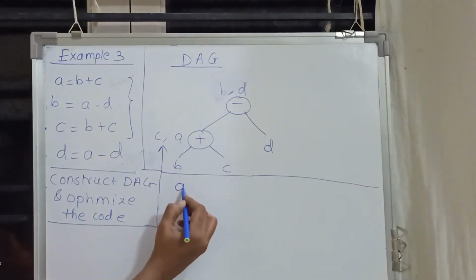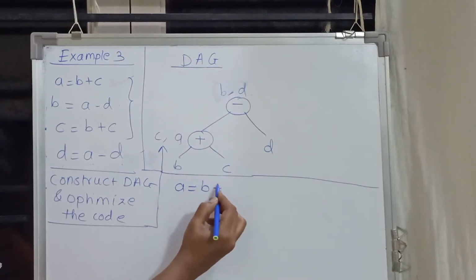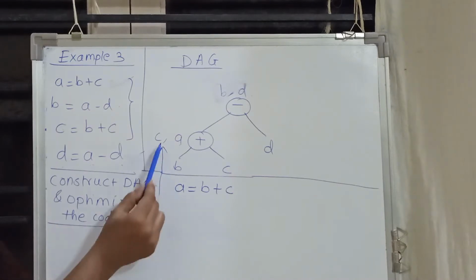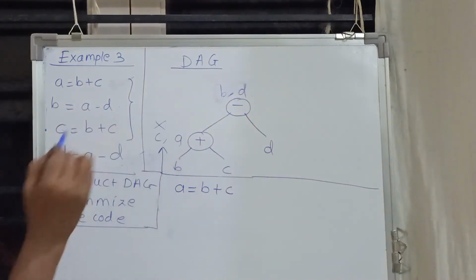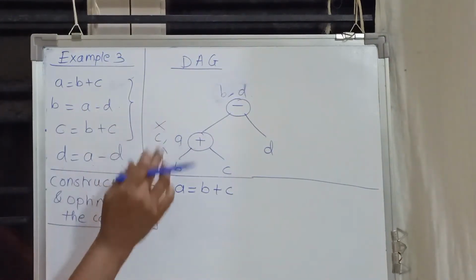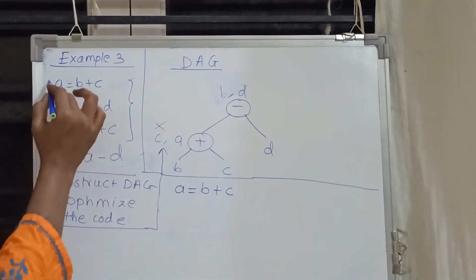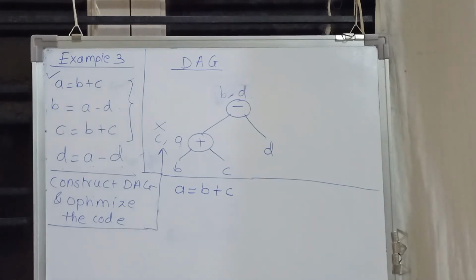So the first instruction I want to keep as it is, that is A is equal to B plus C. Now A's result is already stored into the C, so I don't want to keep C is equal to B plus C. The same instruction I don't want to repeat. So one first instruction is there.